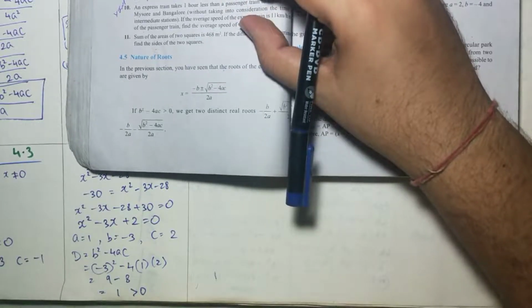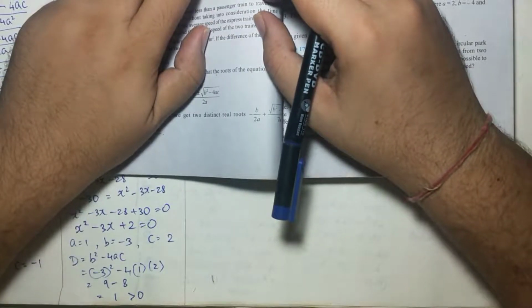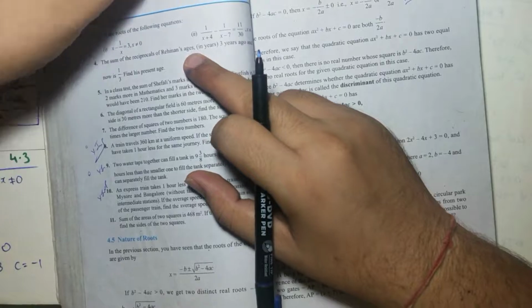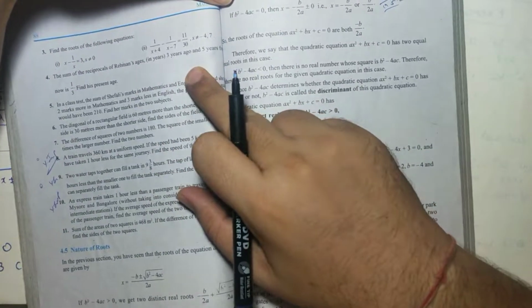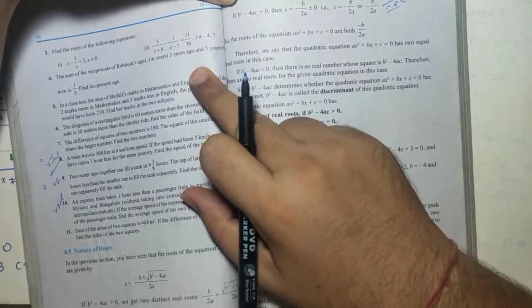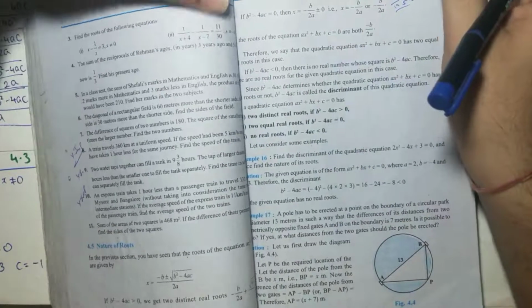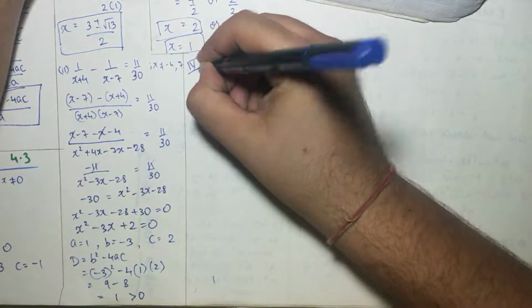So the fourth sum, which is our next sum, is about the sum of the reciprocals of Riemann's age. The sum of the reciprocals of Riemann's age 3 years ago and 5 years from now is 1 by 3. Find his present age. The question is regarding present age. So I'll start my question with, this is my fourth question.